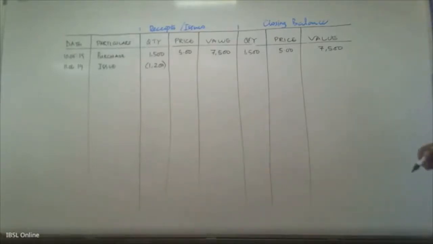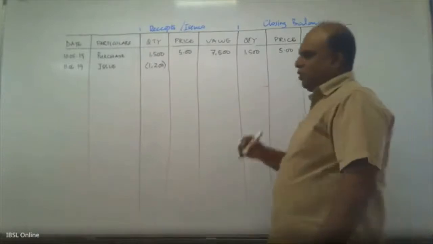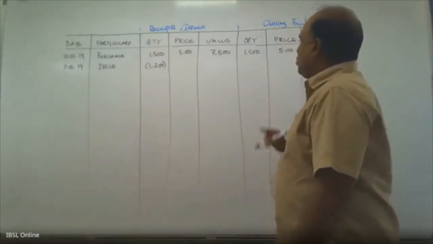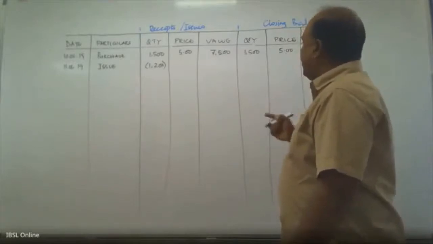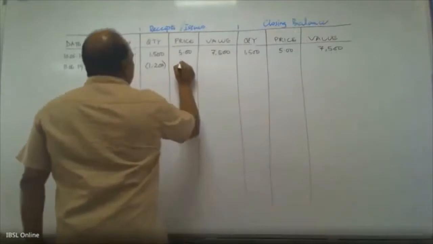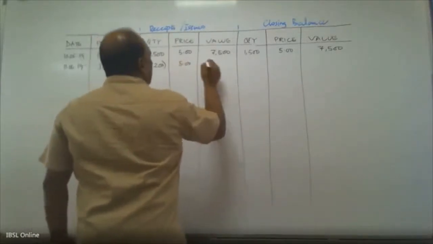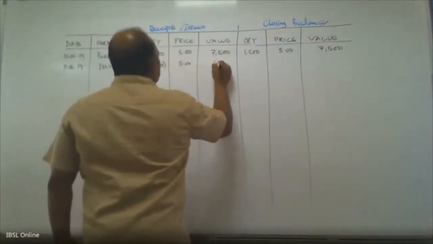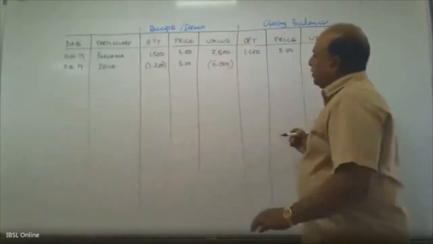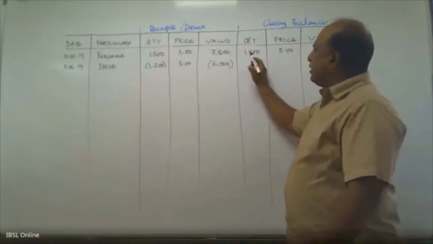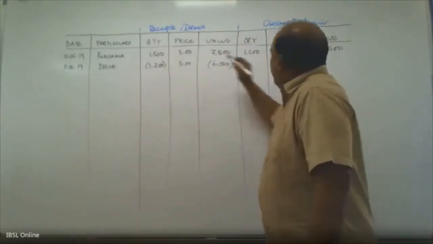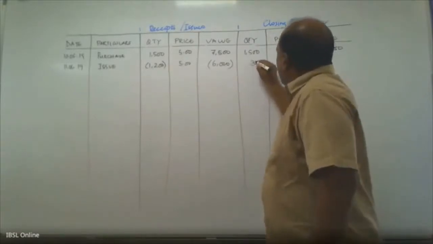It won't be clear to you in this first transaction because we are straight away having the first item. So we'll record that and then we'll look at whether we are on track. So this will be at 5 rupees, so the issue value will be 6,000. Now see what is going to happen. This is very important. 1,500 minus 1,200 will give you 300 units.